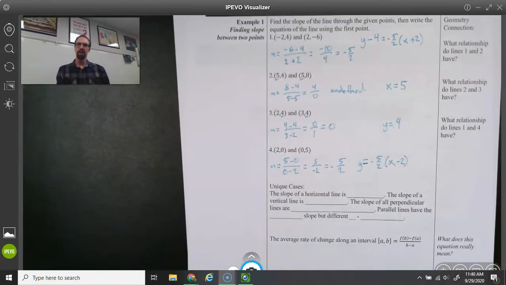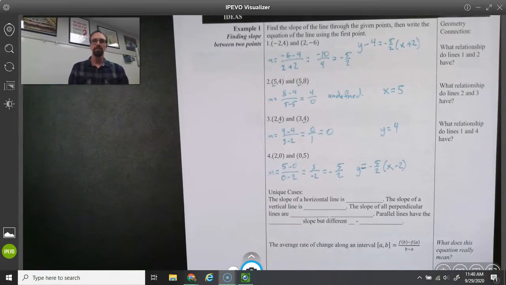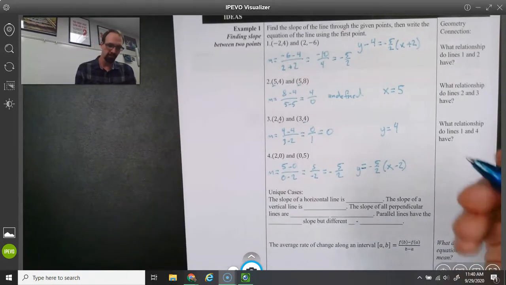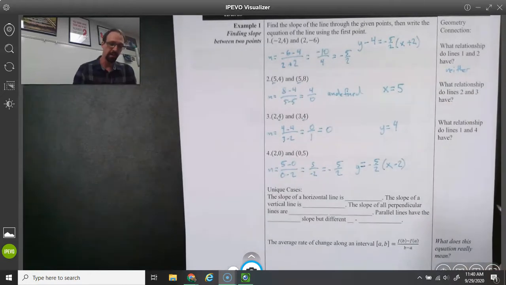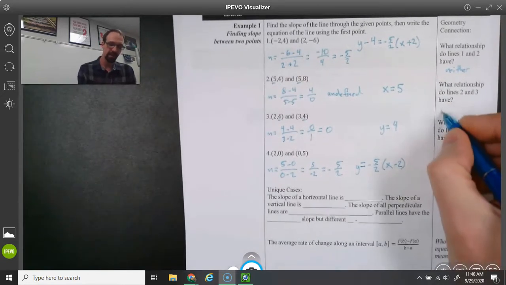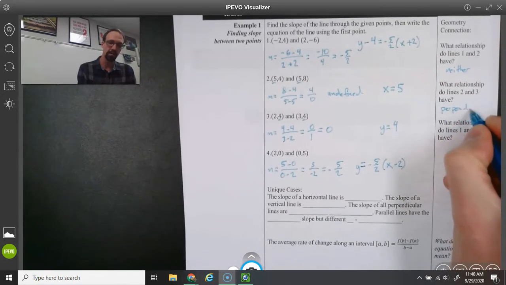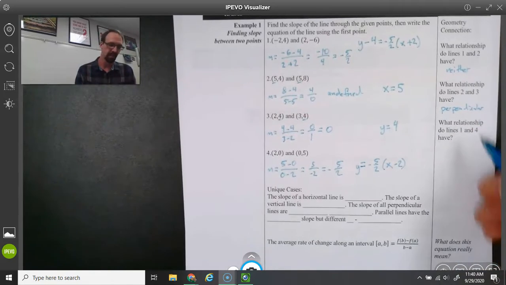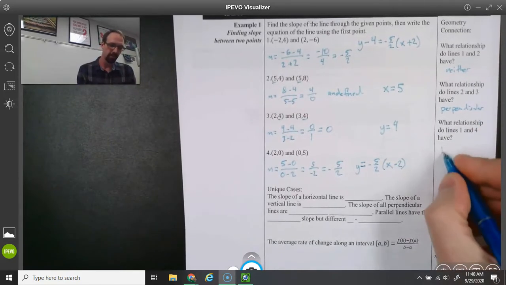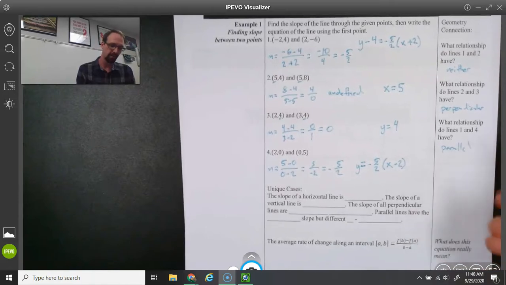So the geometry connection: what relationship do lines 1 and 2 have? Well, they don't have a relationship at all. These lines are neither parallel nor perpendicular. Lines 2 and 3 are going to be perpendicular. All vertical lines are perpendicular with horizontal lines and vice versa. And then lines 1 and 4 are parallel because they have the same slope.